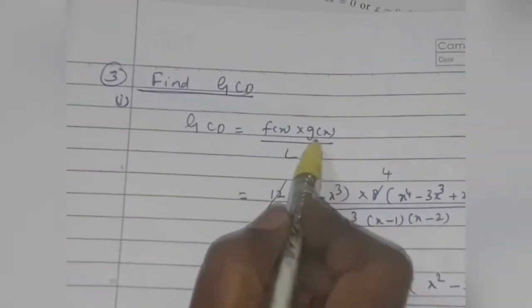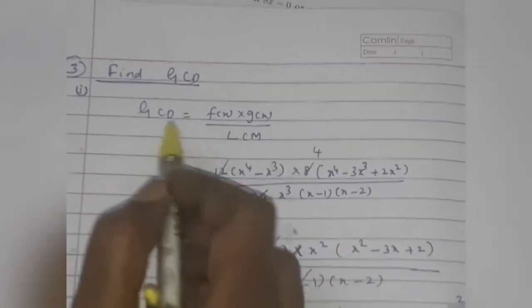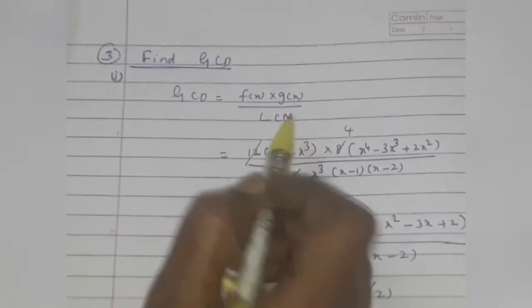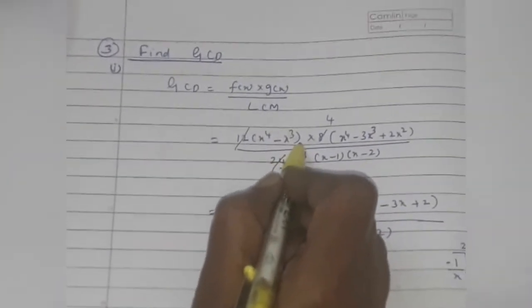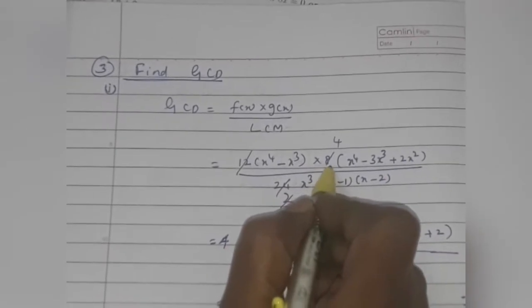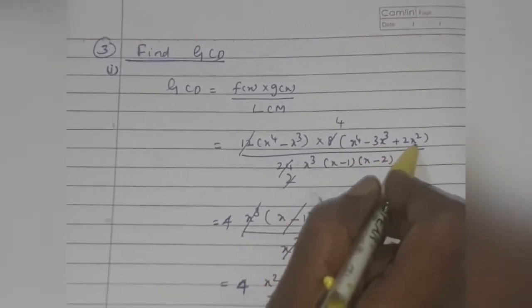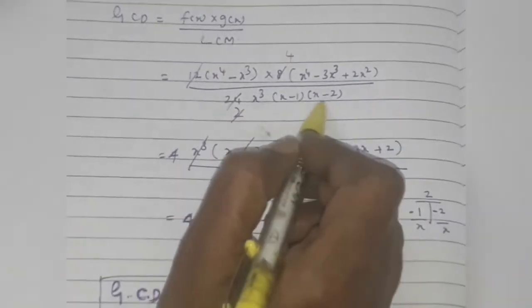So what you have to do, GCD is equal to f of x into g of x by LCM. Okay, so f of x into g of x is equal to GCD into LCM, no. So GCD is equal to f of x into g of x by LCM. So f of x, what is given? 12x power 4 minus x cube, and g of x is equal to 8 into x power 4 minus 3x cube plus 2x square. Okay, by LCM, which is 24x cube into x minus 1 into x minus 2.